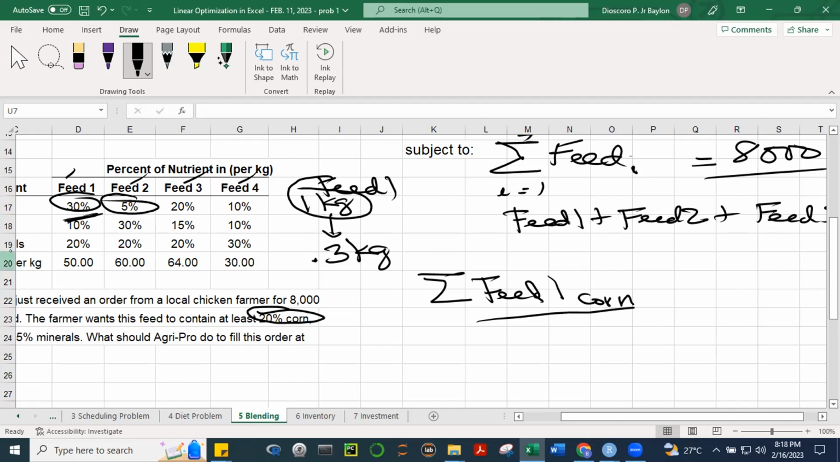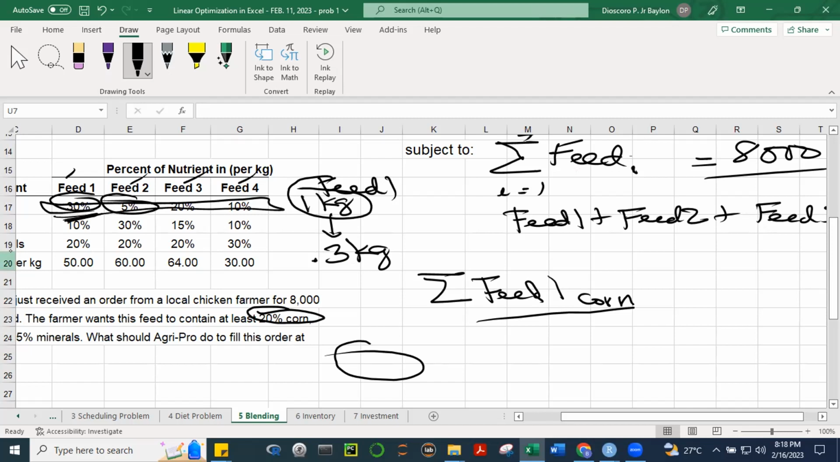Okay, let's take a look at it in terms of 1 kilogram. As I mentioned a while ago, 1 kilogram of feed 1 contains 0.3 kilograms of corn. 1 kilogram of feed 2 contains 0.05 because this is 5%, right? Feed 3, for every 1 kilo, will contain 0.2 kilos of corn, etc. So what we can do now is, of course, add all the corn contents, right?